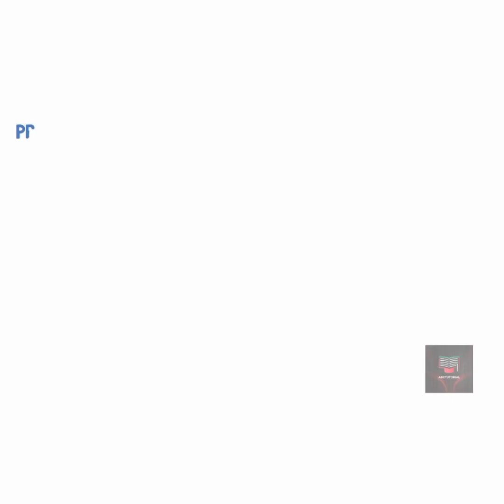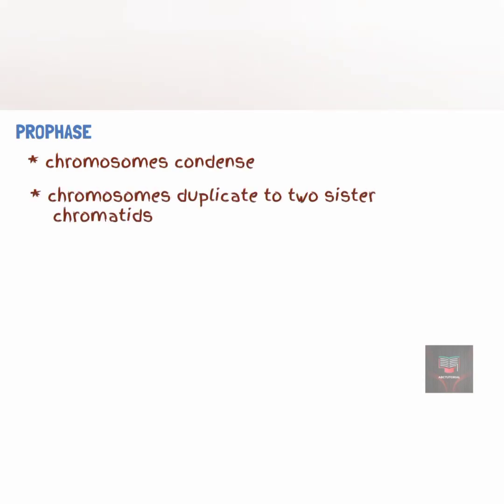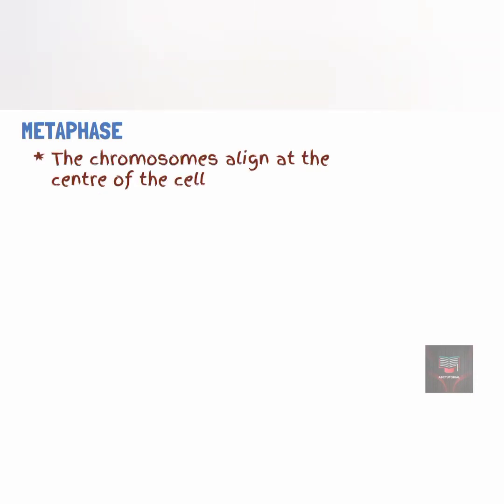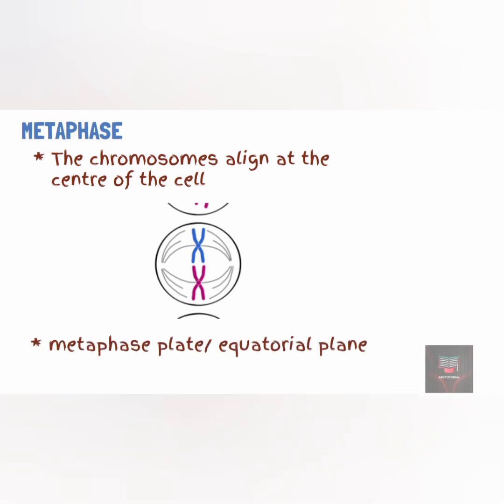In the prophase stage, the chromosomes condense and duplicate into two sister chromatids. The nucleolus disappears and the nuclear membrane breaks down. During the metaphase, the microtubules of the mitotic spindle align the centromeres of the sister chromatids at the center of the mitotic spindle. That is, the chromosomes align at the center of the cell. This plane of alignment is called the metaphase plate, or the equatorial plane.